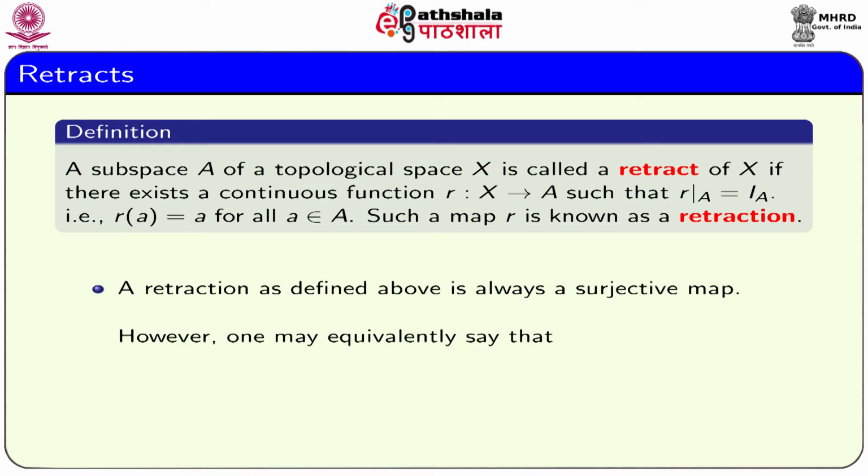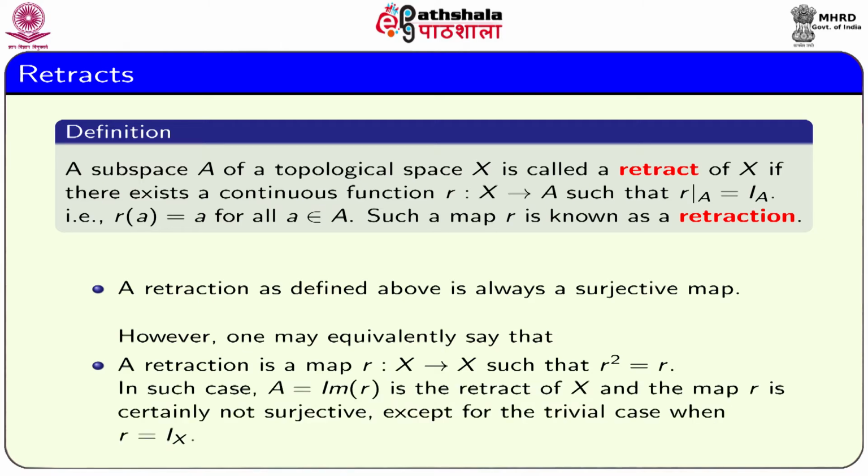However, one may equivalently say that a retraction is a map R from X to X such that R squared is R. So, composing R with R gives me back R. Certainly, in this case, if we take A as the image of the map R, then it is a retract of X, but this map R is not surjective except for the case when R is the identity map.